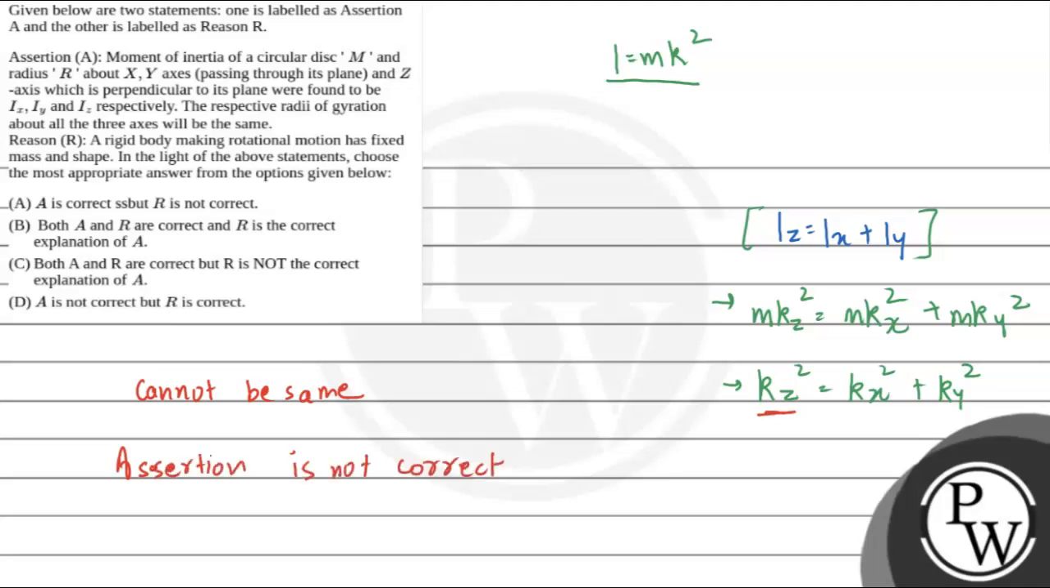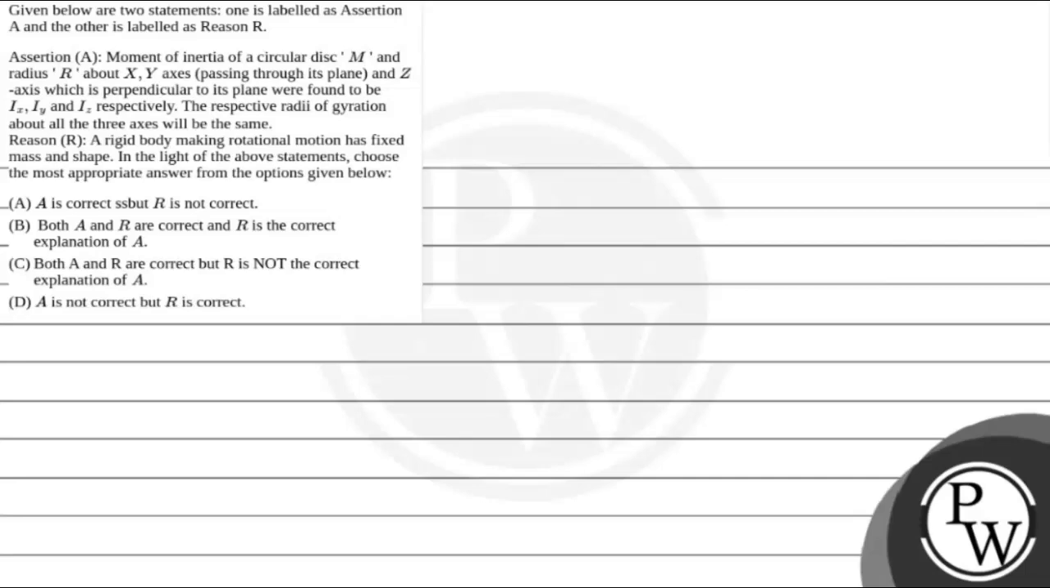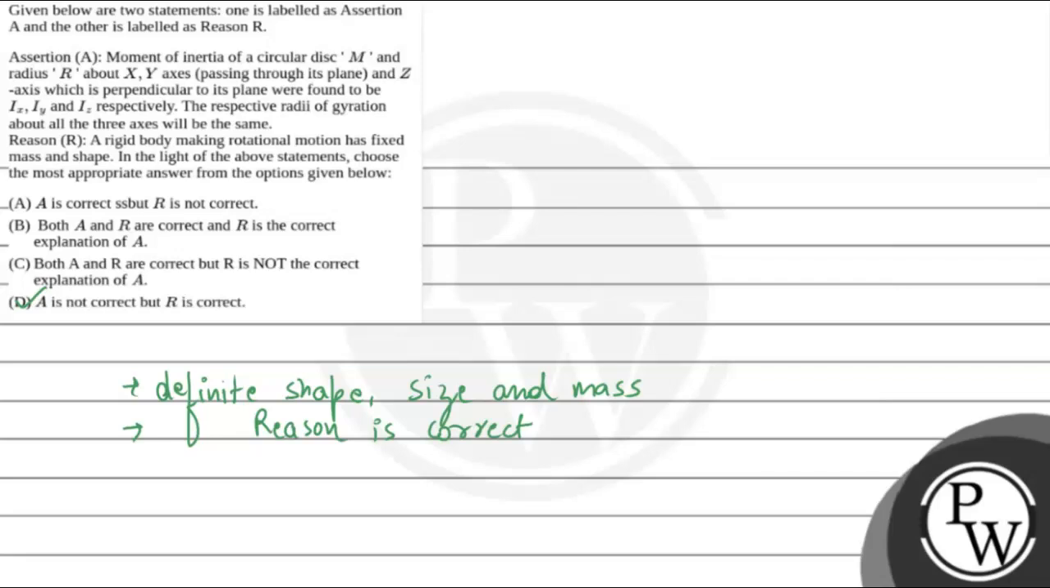नॉट करेक्ट. अब रिजिड बॉडी, हमने एक रिजिड बॉडी पहले बनाई थी जो तीनों एक्सिस पे थी and these axes are the rotational axis. So a rigid body about the rotational axis which has definite shape, size and mass. And so इस definition के हिसाब से reason is correct. That means final answer is assertion A is not correct but reason is correct, which is option D. Hope you understood it well. Best of luck.